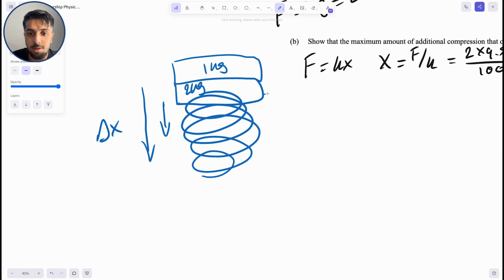So the 2 kg mass might compress the spring down to here, but with the 1 kg mass, it might compress it down to here. And so this distance right here is our delta x that we're looking for. And this is our initial compression.